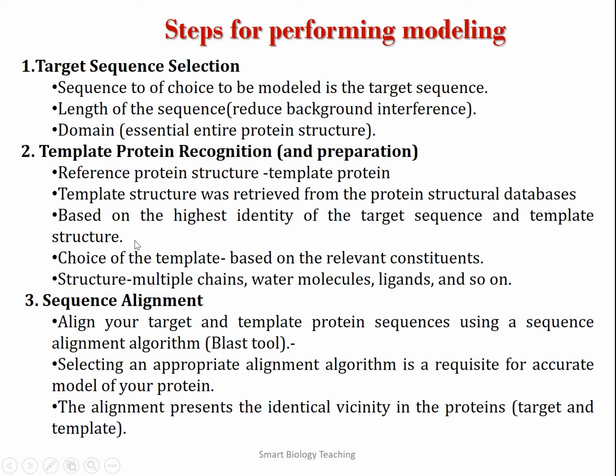Then the choice of the template for protein preparation will be based on the relevant constitution. For example, one protein can have multiple chains like A, B, C and D. So you have to choose the chain, and also consider the water molecules and ligands attached to it. When they do crystallization, they add water molecules and ligands and so on. All these complexities should be taken care of, and you are supposed to prepare your protein, and then take it to the next level.